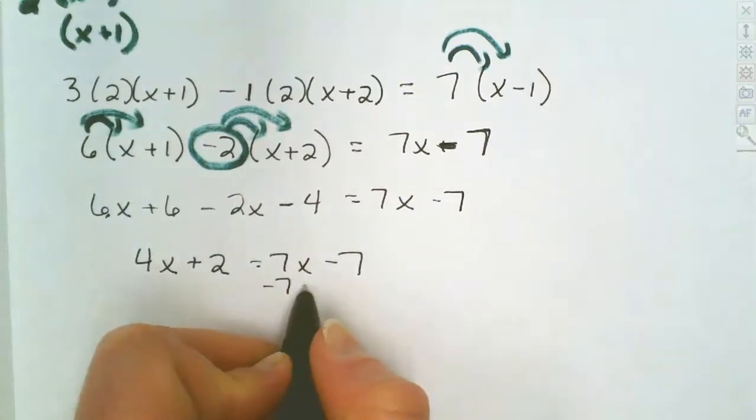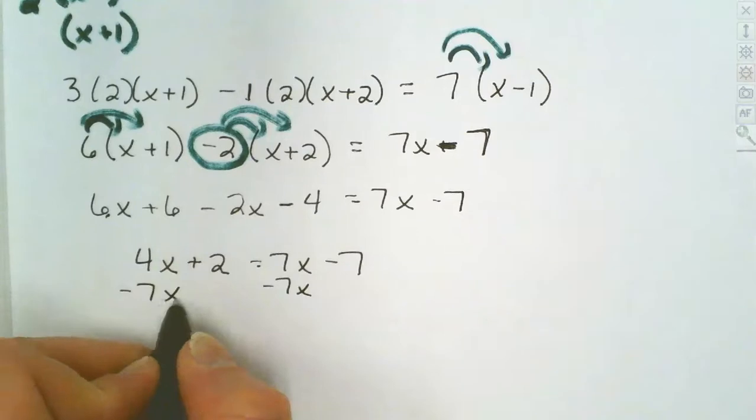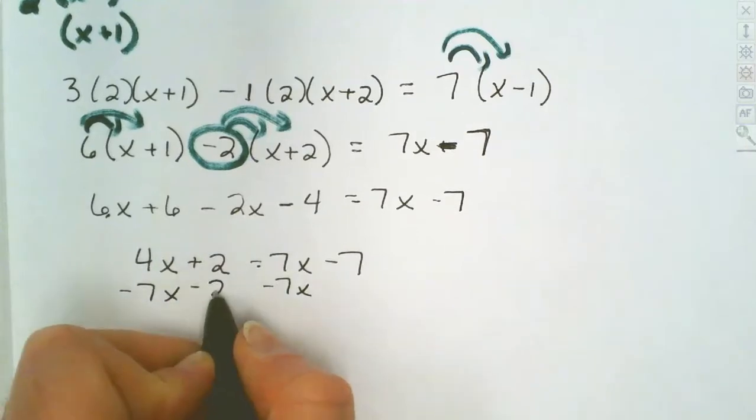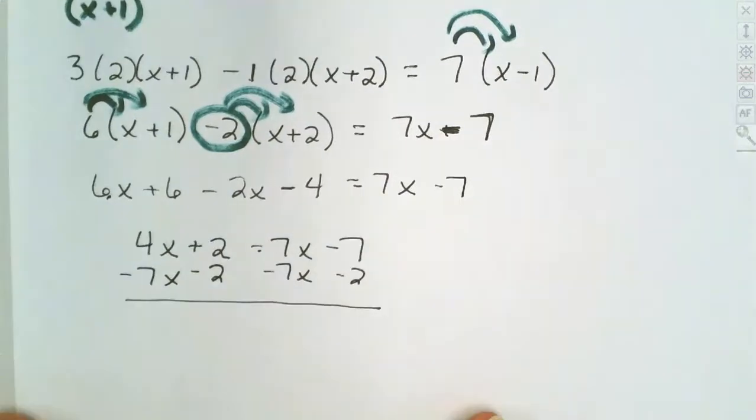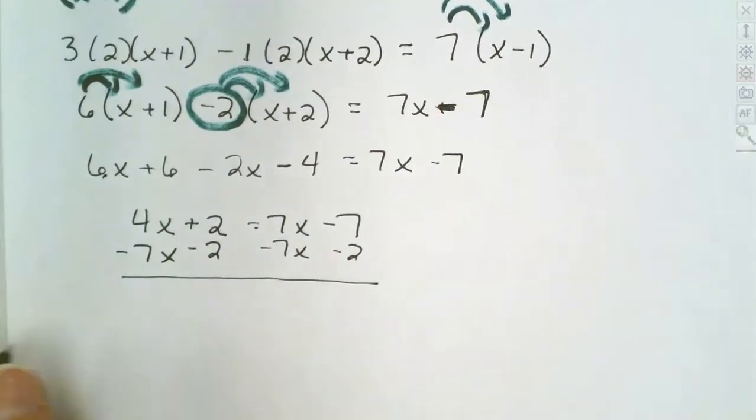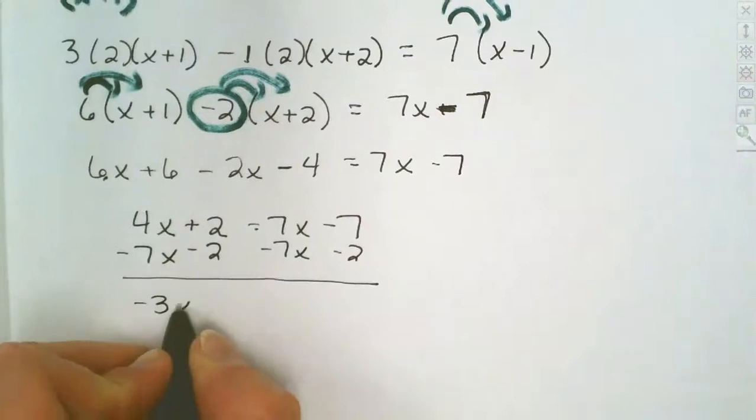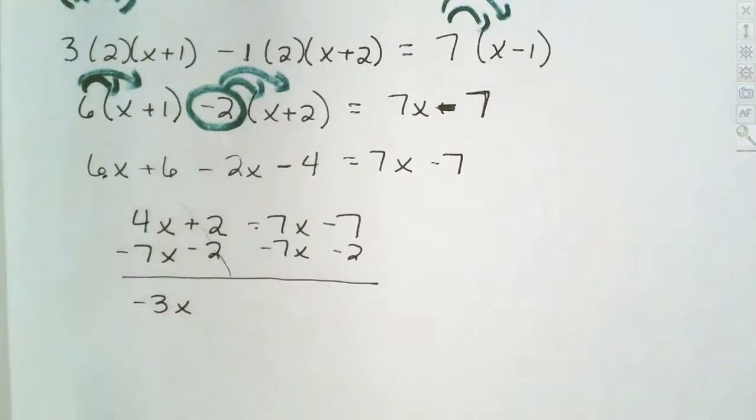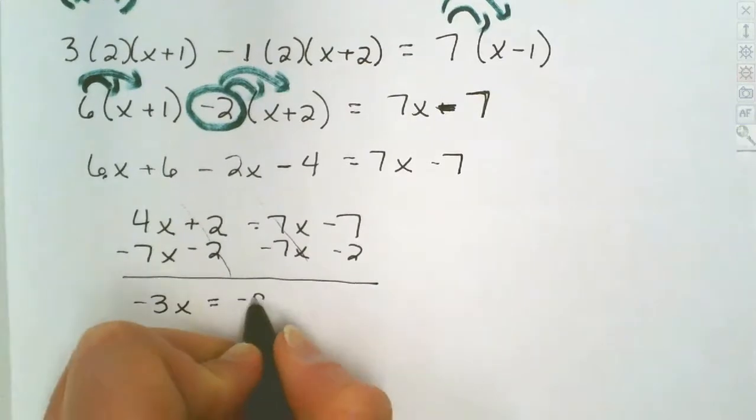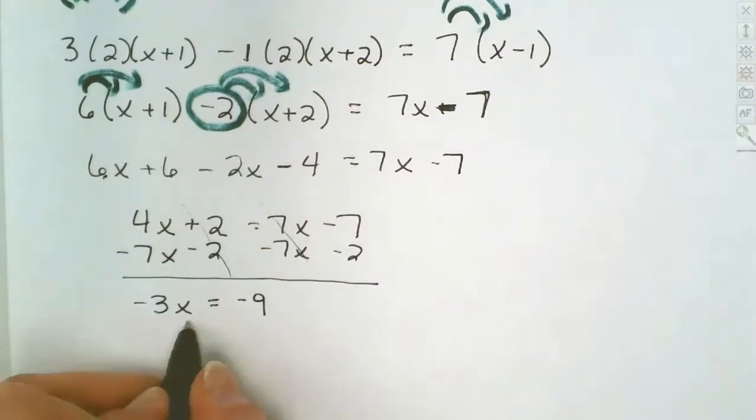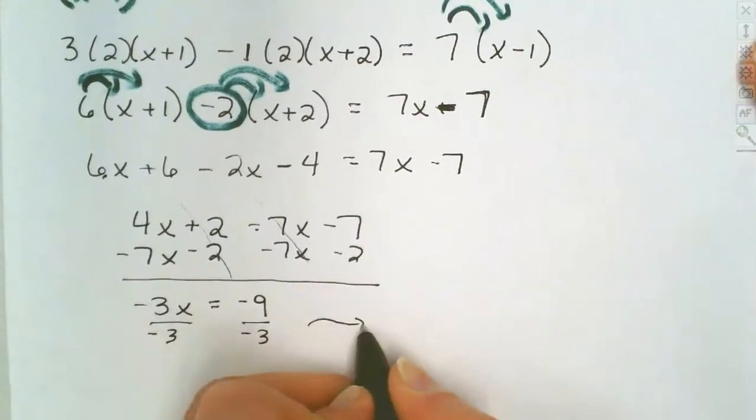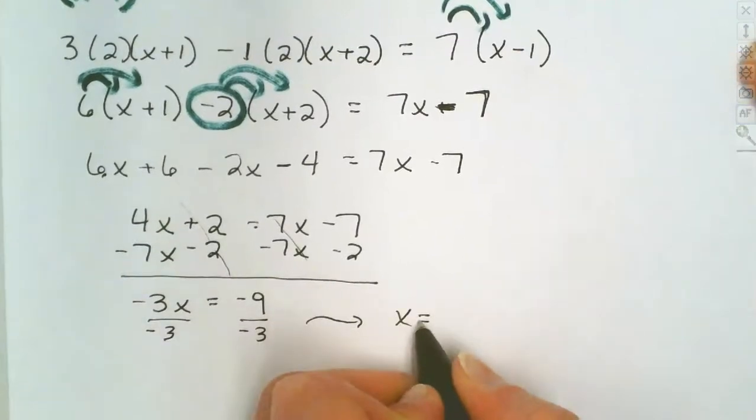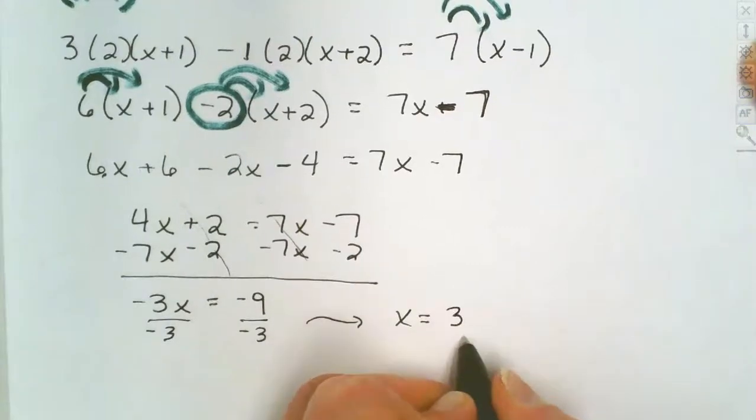Move that 7x over. And move that 2 over as well. So 4x minus 7x, that makes it a minus 3x. The 2s can cancel. The 7xs can cancel. And that equals then a negative 9. Divide by a negative 3. And that leaves you then with x equaling now 3.